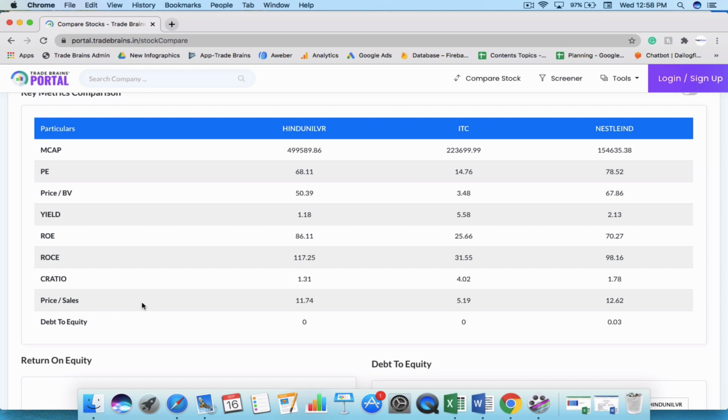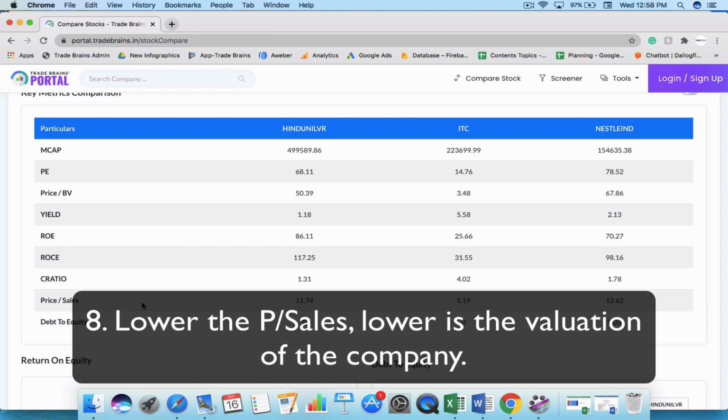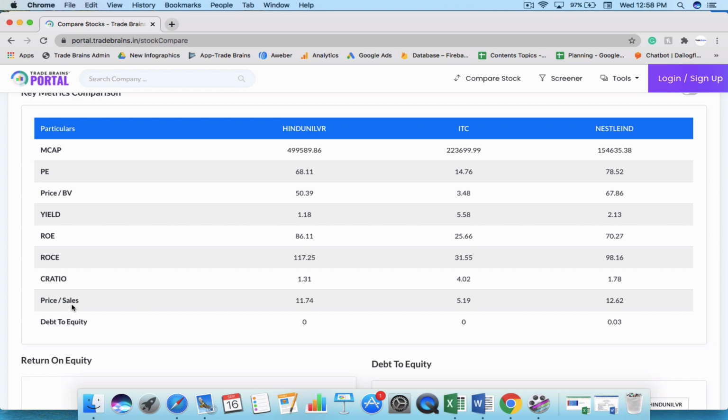Next is price to sales ratio, and price to sales ratio means how much the company is valued compared to its sales. So if price to sales ratio is 1, it means that for 1 rupee of sale, it is valued at 1 rupee in the market. And as a thumb rule, the lower the price to sales ratio, the more undervalued the company is. And here if you see in these three companies, ITC is the most undervalued in terms of price to sales ratio compared to these other two companies.